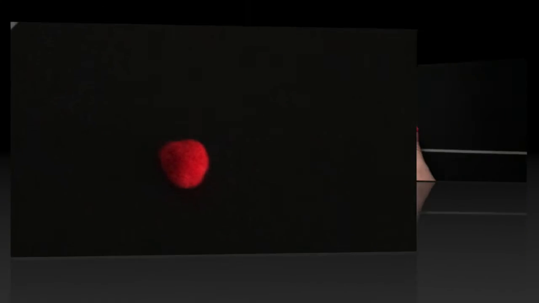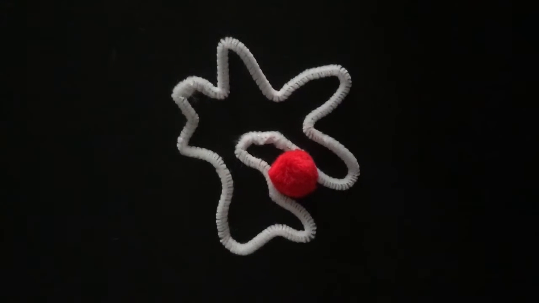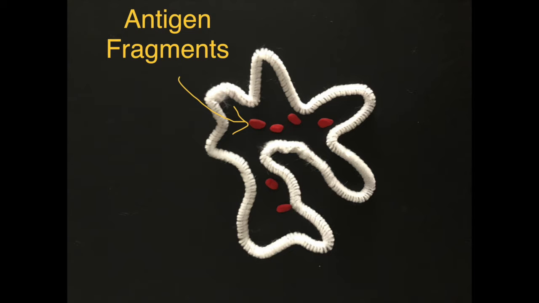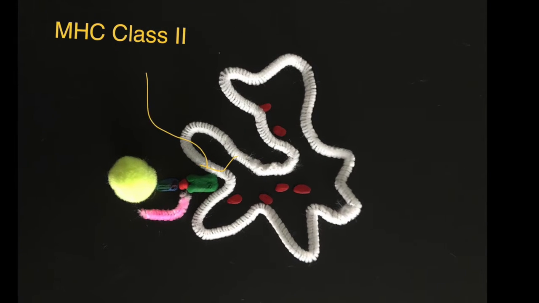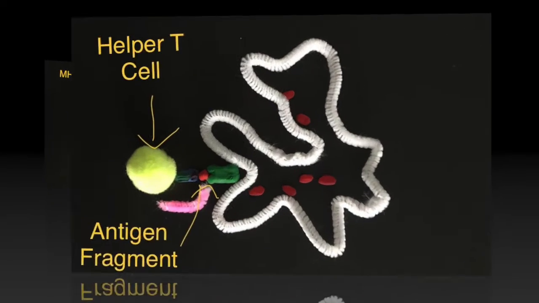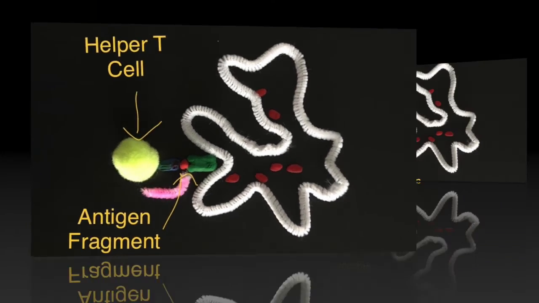The pathogen enters the body and encounters an antigen-presenting cell, which in this case is a dendritic cell. The dendritic cell engulfs and degrades the pathogen and forms this into antigen fragments. These antigen fragments are taken up by the class II MHC molecule. Then the specific helper T cell will bind to the antigen fragment on the surface of the dendritic cell.